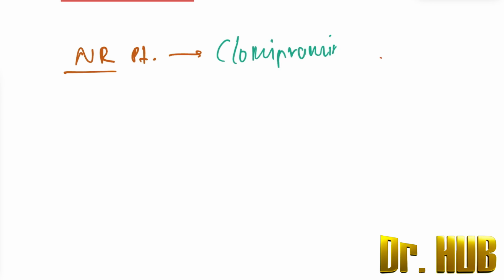The treatment in case of non-responsive patients. So in case of NR patients, we administer clomipramine. So for non-responsive patients, clomipramine is given, or the antipsychotic augmentation.